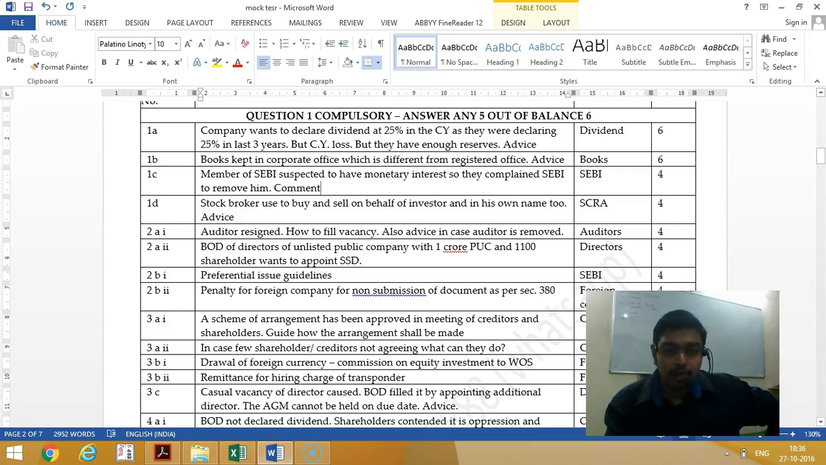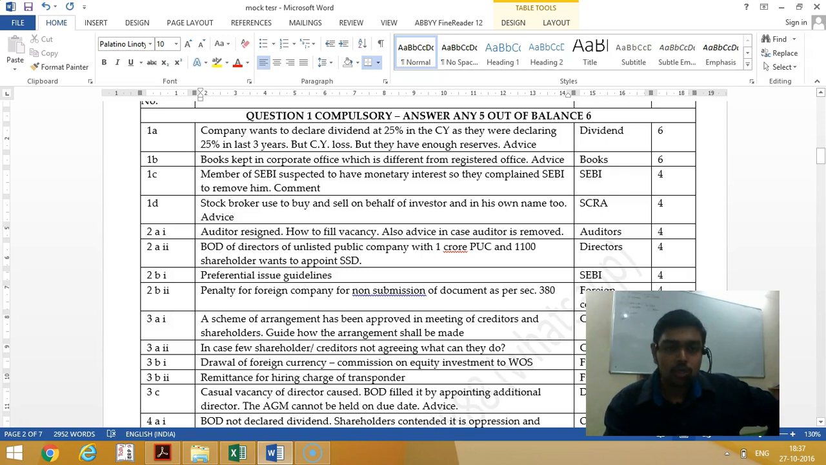A member of SEBI is suspected to be having monetary interest, so they complain to SEBI to remove him. Answer. They can complain if it is proved he has monetary interest. So what are the things? Unsound mind, insolvent, convicted, interest, detrimental, in these cases. And always you should say that opportunity of being heard should be given.